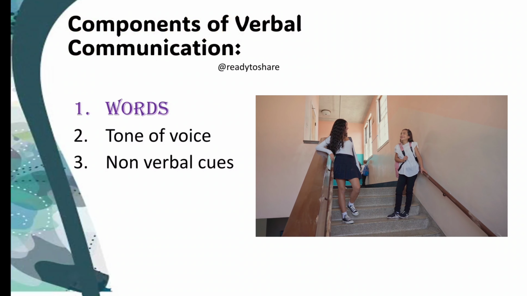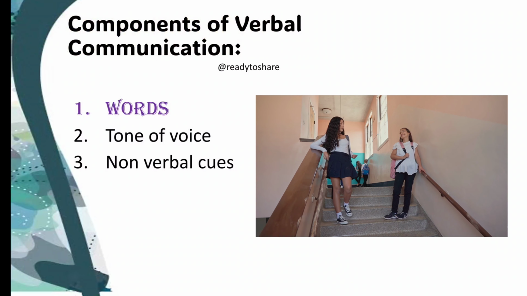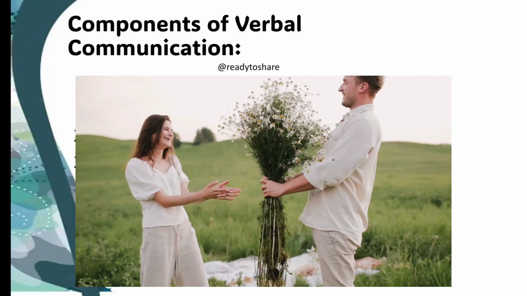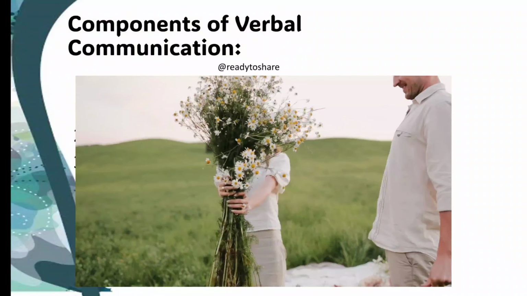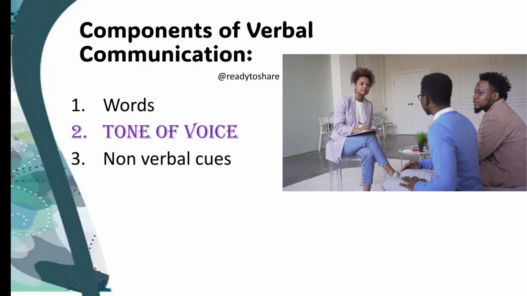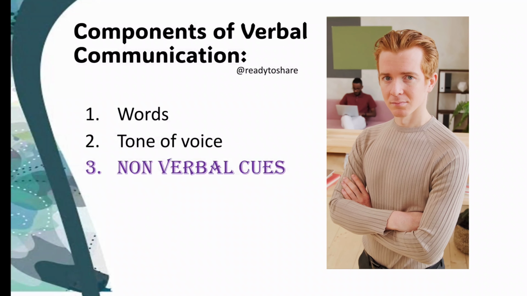First is words. Verbal communication relies on the use of words to convey messages. For example, saying "I love you" expresses affection. Second is tone of voice. The tone can change the meaning of a sentence. Saying "that's great" with enthusiasm or sarcasm conveys different emotions. Third is nonverbal cues. When someone says they're fine with a forced smile and crossed arms, their nonverbal cues indicate they may not be truly fine.